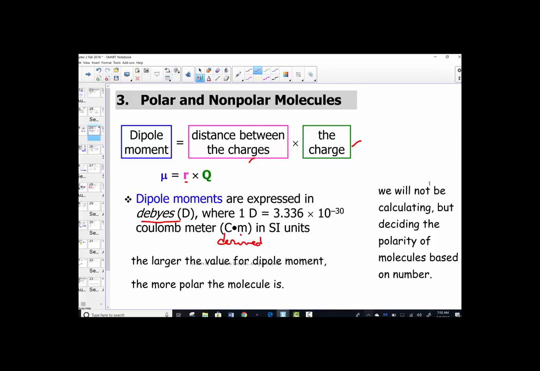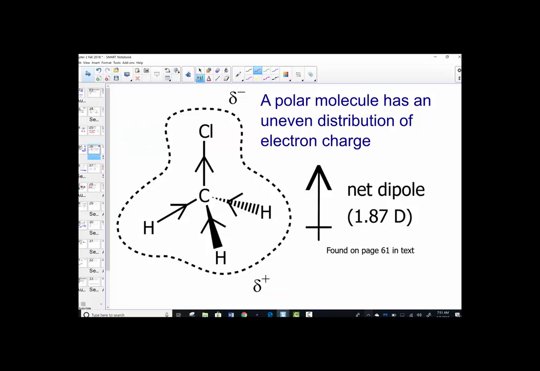What I'm telling you is I'm not going to hold you responsible for calculating a dipole moment. Take the math part right out of our text. But instead, I want us to decide the polarity based on a number. The larger the value for the dipole moment, the more polar the molecule is. So if you see a number being reported for Debye, the dipole moment unit, just look at the magnitude of the number to decide which molecule would be more polar than another. But do not worry about calculating.